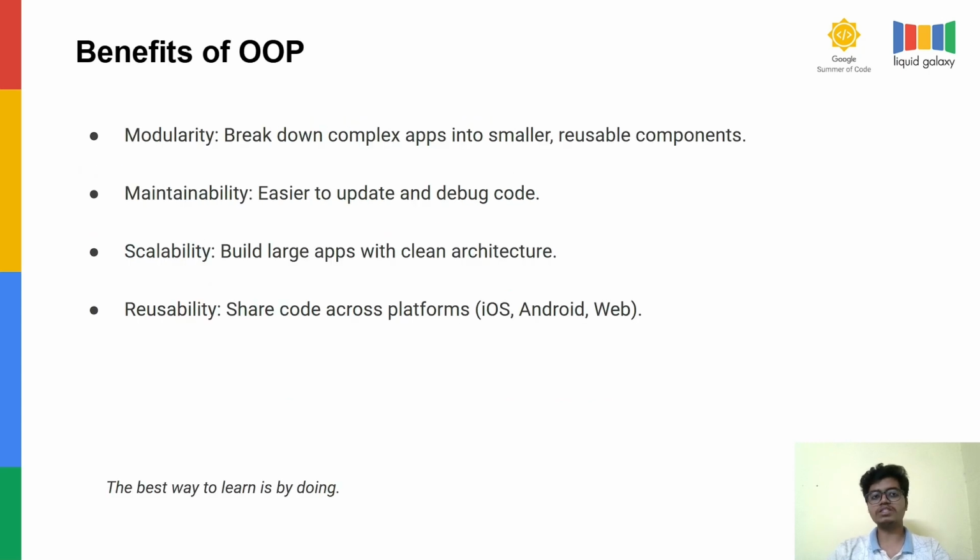Now what are the benefits of OOP? So OOP has many benefits. The four major benefits are modularity: it breaks down complex apps into smaller and reusable components. Maintainability: it makes it easier to update and debug code. Scalability: it's for building large apps with clean architecture. And reusability, like we have understood the inheritance concept, which helps in reusability of code, which can be shared across different platforms. Now, the best way to learn anything is by doing.